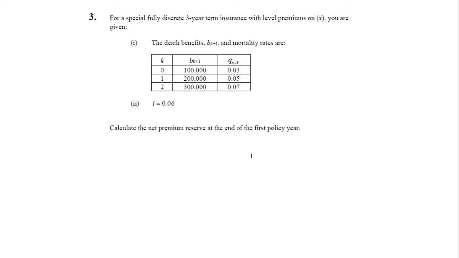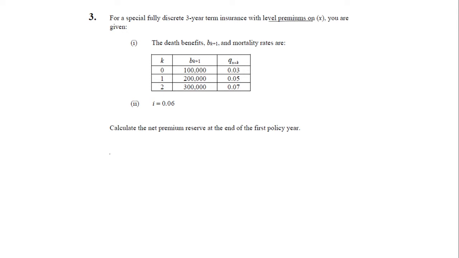So we're given a special fully discrete 3-year term insurance with level premiums. We're given the death benefits and an interest rate of 6%. We want to calculate the net premium reserve at the end of the first policy year. Notice they haven't told us what the level premiums are, so we can't find the net premium reserve yet. First, let's find the level premiums.